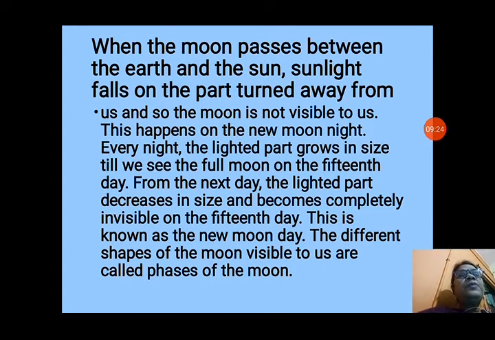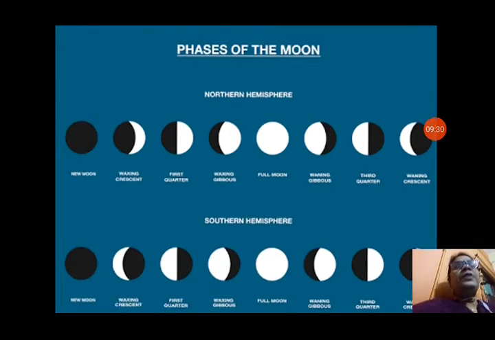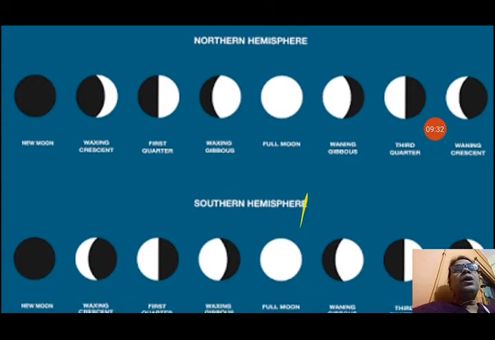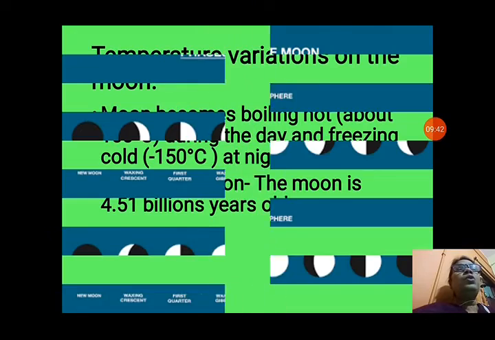The different shapes of the moon visible to us are called phases of the moon. Now next we will see the phases of the moon. You can see how the new moon changes into a fully lit full moon, and after that again the full moon changes into a dark new moon. So these are the waxing and waning phases of the moon.